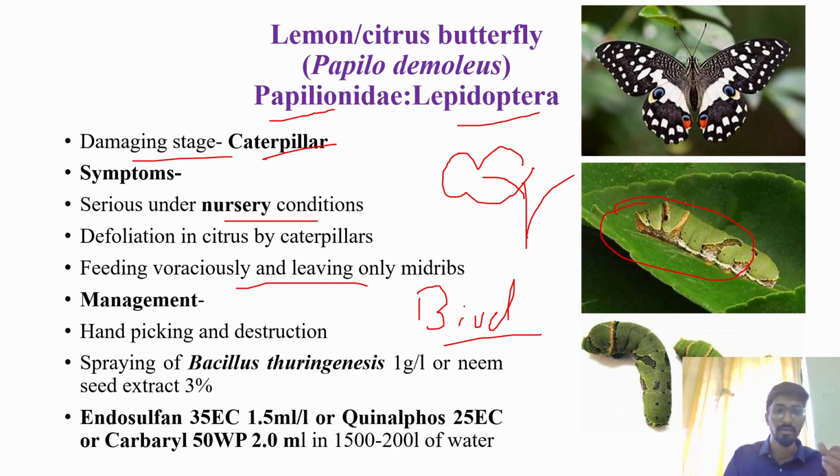And coming to the biological control, Bacillus thuringiensis at 1 gram per liter or neem seed extract at 3% can be sprayed on the plants to manage this citrus butterfly. And coming to the chemical management, endosulfan 35 EC at 1.5 ml per liter, or alphamethrin 25 EC, or carbaryl 50 WP at 2 ml per liter in 150 to 200 liters of water can manage this citrus butterfly.